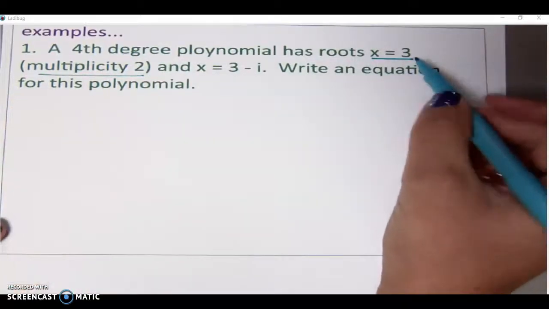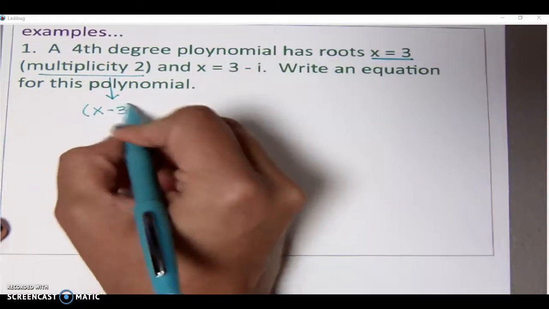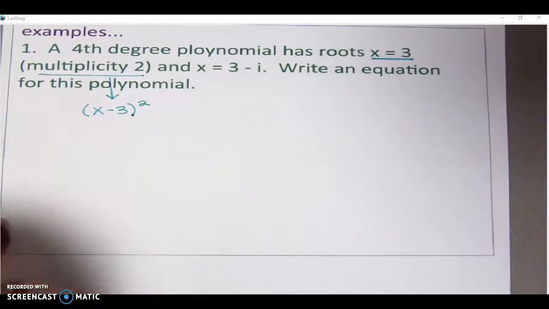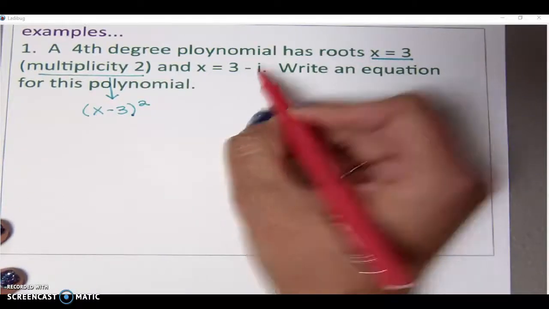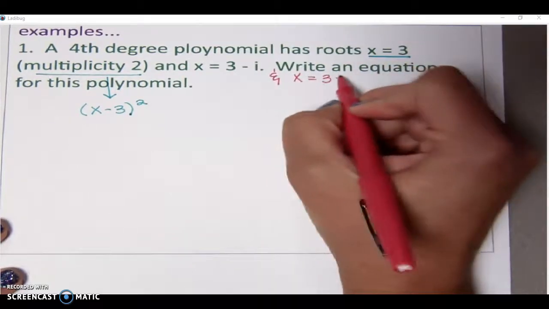If we want to work backwards, x equals 3 would be the factor x minus 3. You change the sign to make your factor. And the multiplicity of 2, remember that's the exponent. So there's that part. If they're telling us we have a solution that is x equals 3 minus i, that means we also have one that is x equals 3 plus i.